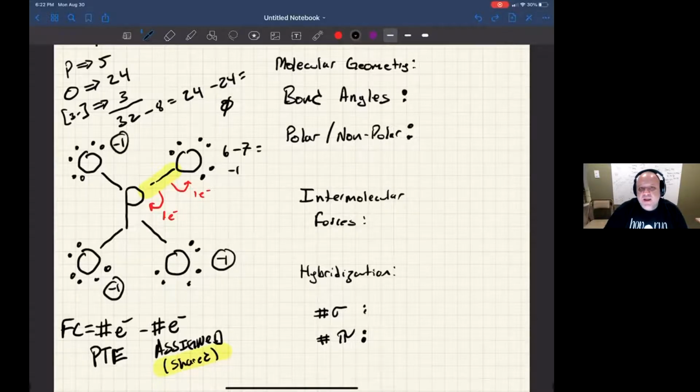They're all -1. Now, what about the phosphorus? Well, 1 electron shared from each one. 5 from the periodic table minus 4 equals +1. Okay, so I've got a formal charge sum that equals -3, and that means my Lewis structure is valid, but is there a better Lewis structure?